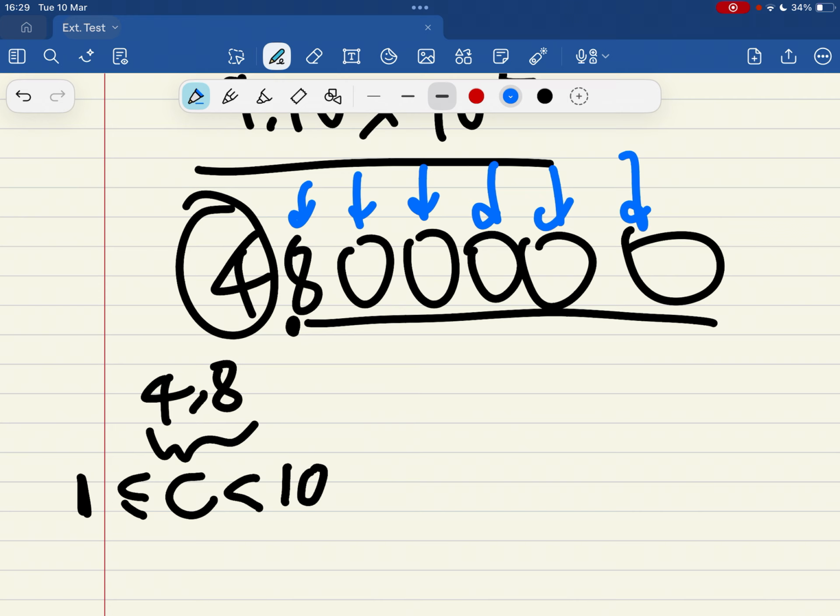You're multiplying 6 extra tens on top of 4.8. And that's how you write numbers into scientific notation.